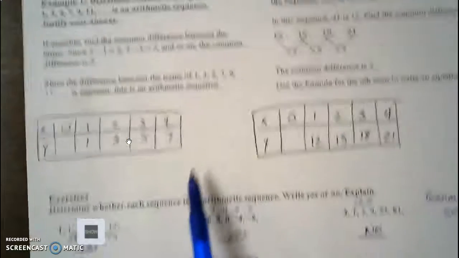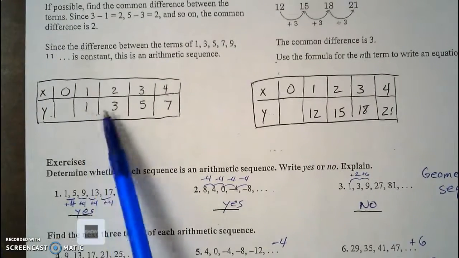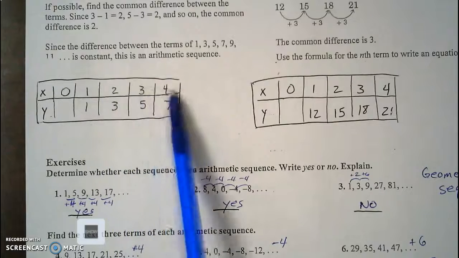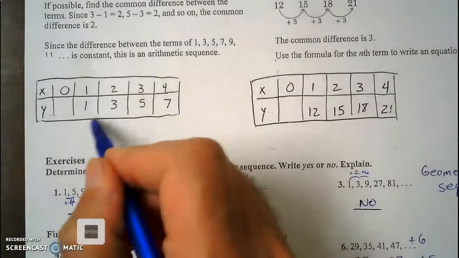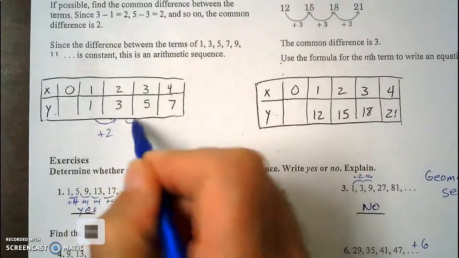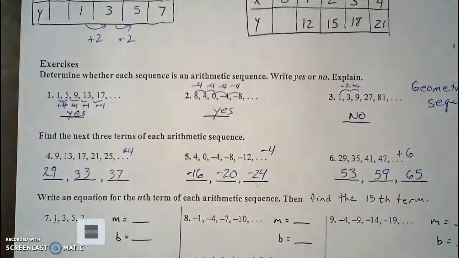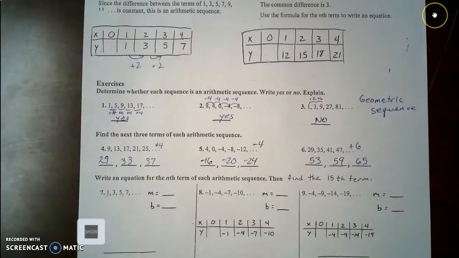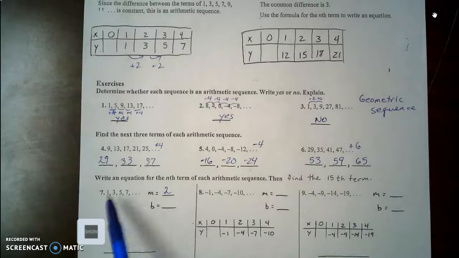See? So I made a table. What I did was, I took the numbers I was given in the sequence, and I numbered them 1, 2, 3, 4, because it was the first, second, third, and fourth numbers. And in this pattern, we were adding 2. Okay? So again, that's the same problem as we see down here in number 7. That's my slope, 2. Whatever the pattern is doing is your slope.